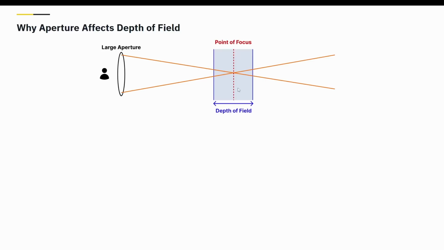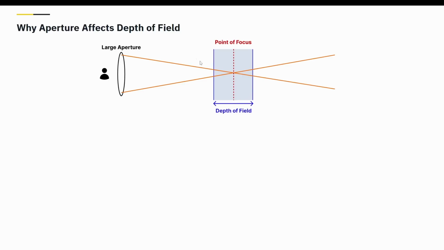When we focus a lens, we are making light from a given distance converge on our sensor in such a way that we get a perfectly sharp image for that distance. Let's have a look at a very simple diagram. Here's our point of focus. So this is the distance that we've focused our lens at, and light from this point is falling on our sensor perfectly.